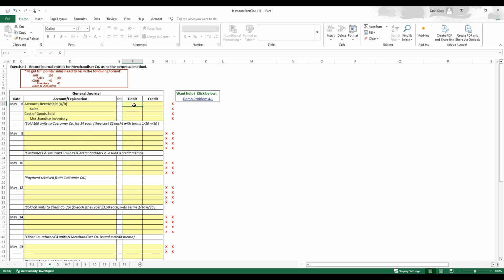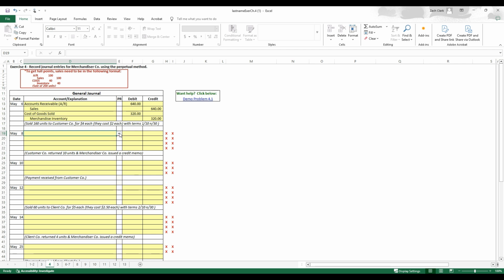Okay, and this one tells us we sold 160 units for $4 each, so the sales piece is $4 times 160. And then the cost of goods sold piece is 160 times $2. And there are certain terms that we'll consider later. Then the customer returns some of the units here, and we're going to issue back a credit memo.